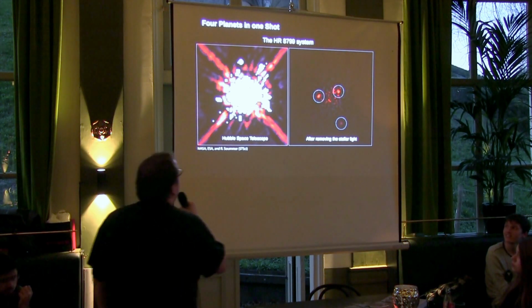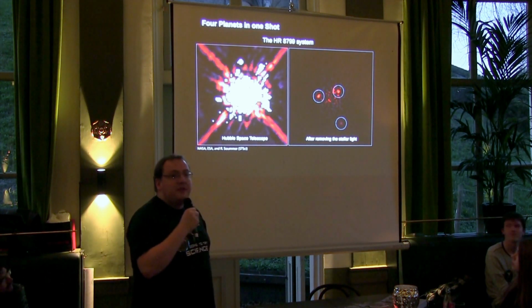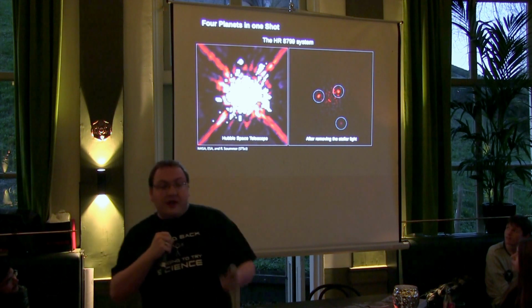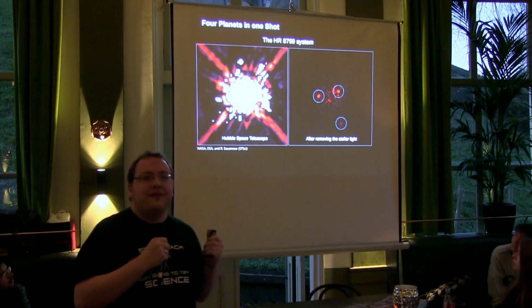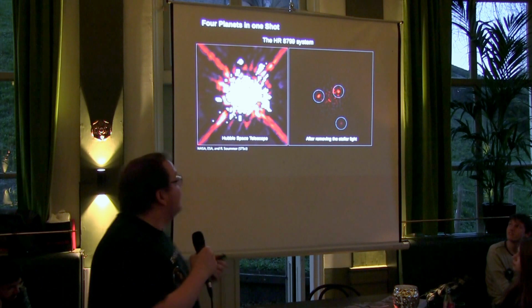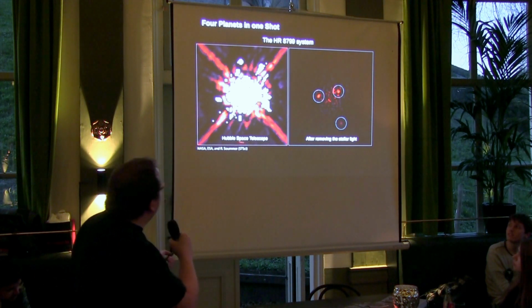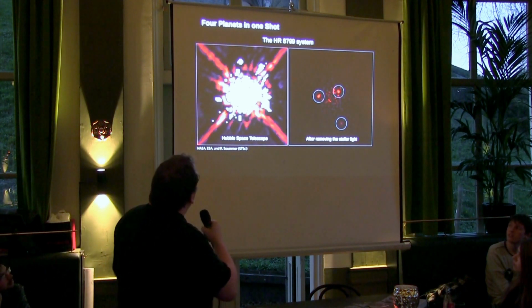This is probably about the most famous exoplanet system that has been imaged so far. And this is because there's 4 planets here in one shot. 4 planets in one system. And what you're seeing here is on the left side the Hubble Space Telescope image.